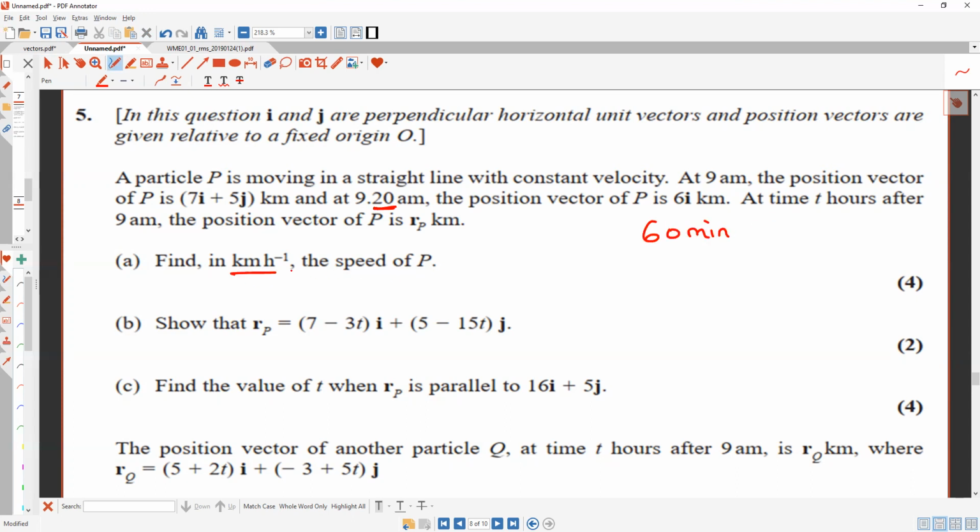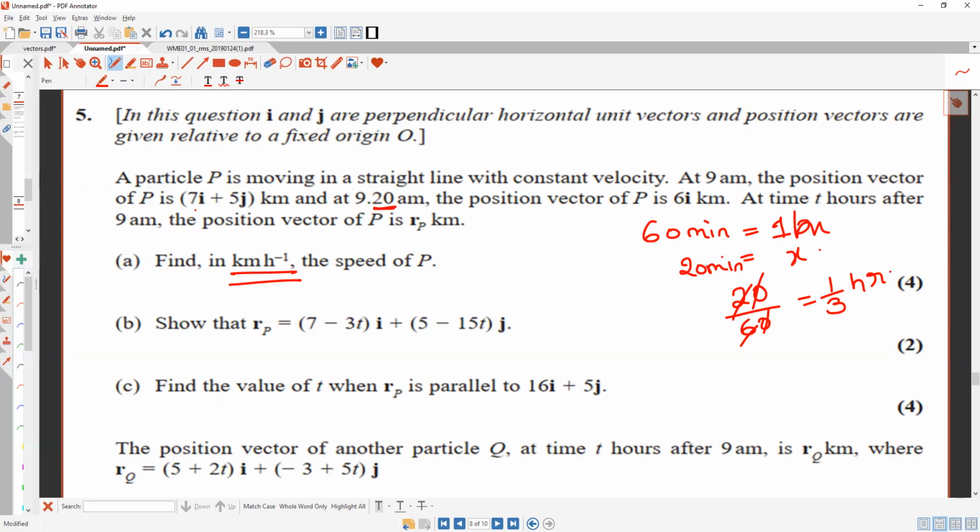Because my answer should come in kilometer per hour, 20 minutes has to be converted. 60 minutes is in 1 hour. So in 20 minutes, how much will it be? 20 divided by 60, it's going to be 1 by 3 hours. All understood this? So your time is 1 by 3 hour.